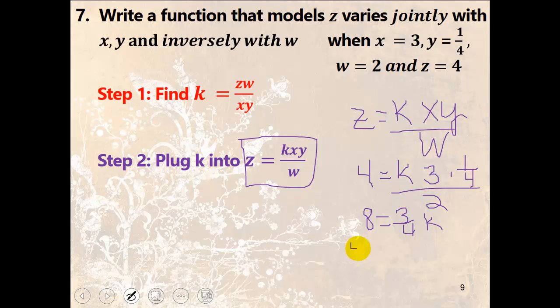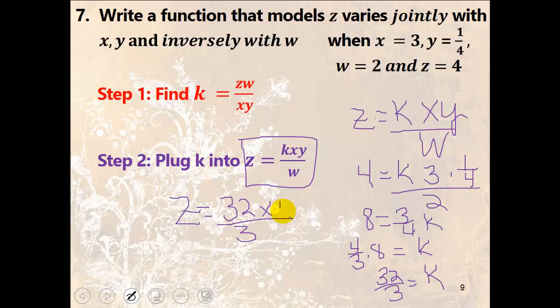So I get 4/3 times 8 is equal to k, so I get 32/3 is equal to k. All right. Then I plug it into this equation. So I get z is equal to 32 over 3 times x, y in the numerator and w in the denominator. Because x and y vary jointly, that means both of them are varying directly, and then w is varying inversely, so that has to go in the denominator.